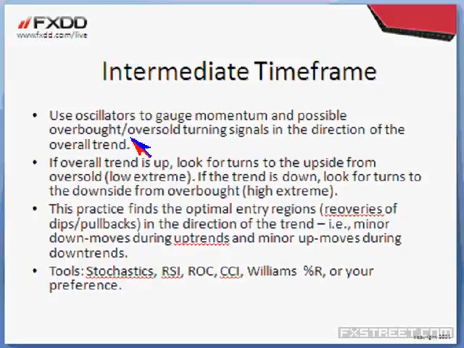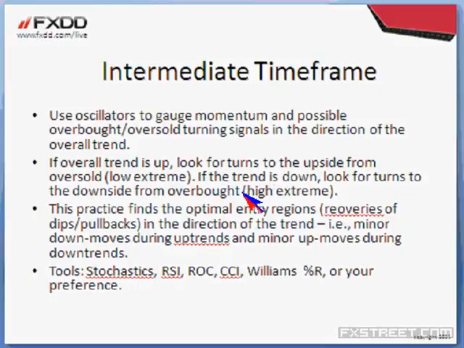On the intermediate time frame, in this case the 4-hour time frame, I'm using oscillators to gauge momentum and possible oversold or overbought turning signals in the direction of the overall trend. And how do I do this? If on the long-term time frame the overall trend is up, I'm looking for turns to the upside from oversold.